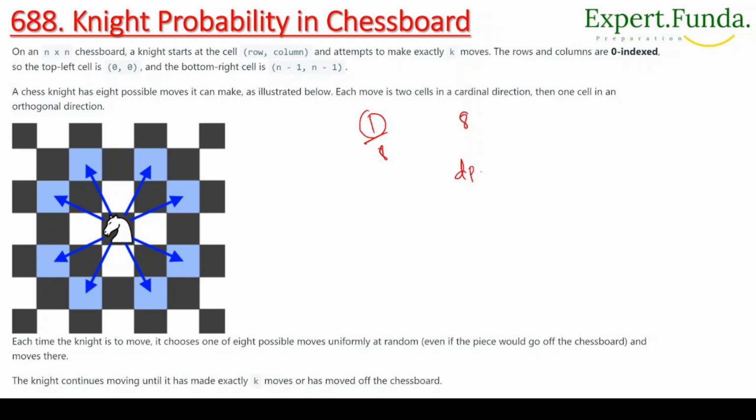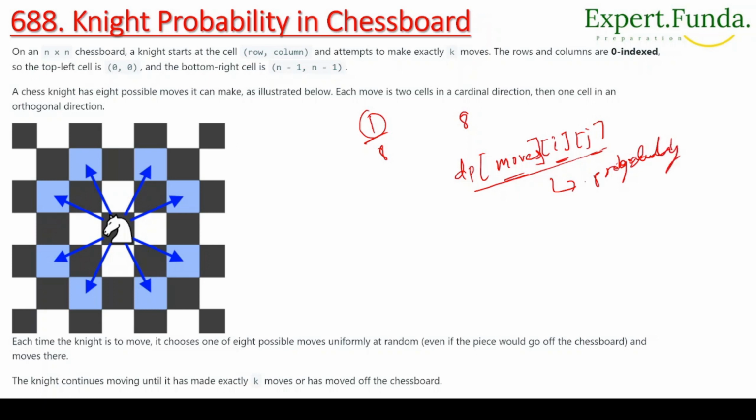Okay, let's suppose we define DP at moves, and at moves we have i and j. So DP at moves, in which moves we are talking about, at some row and some column. So DP at moves, i and j, defines what? The probability of the knight.